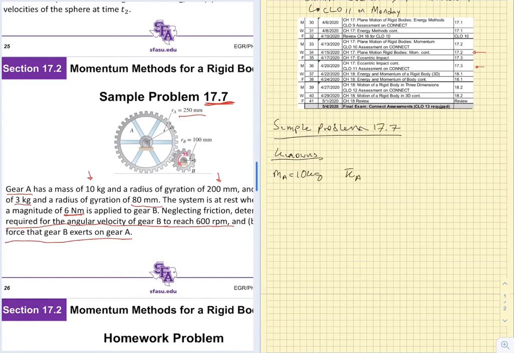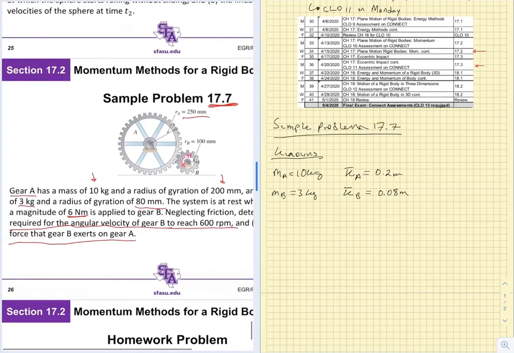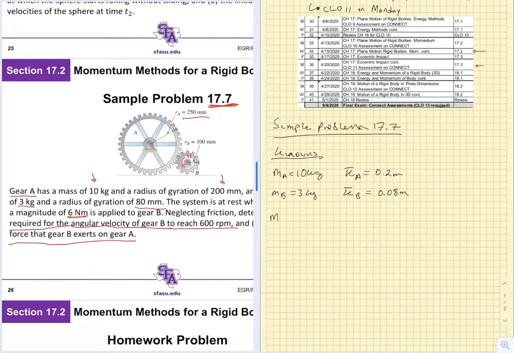This is sample problem 17.7. All right, the knowns. The first known that they give us is the mass of A, so m_A is equal to 10 kilograms. And then the radius of gyration. Remember that we typically denote that by the letter k, so we can call that k bar for A. That's equal to, and we'll put that in meters, 0.2 meters.